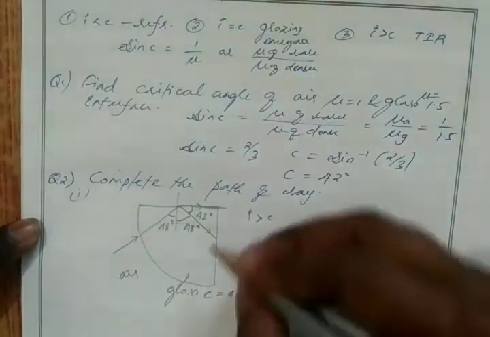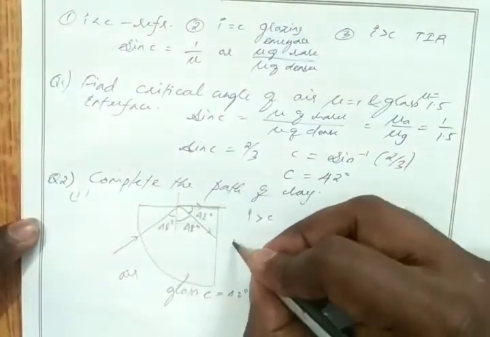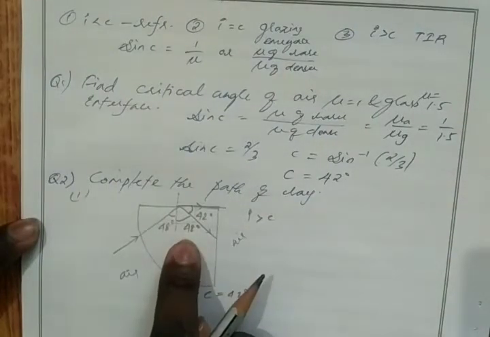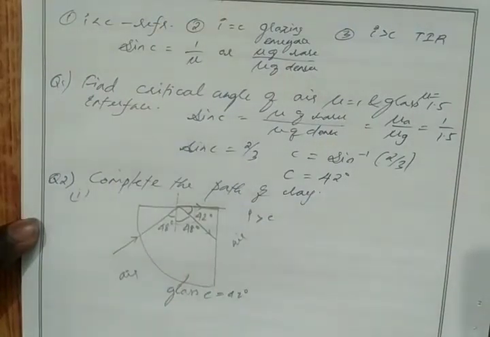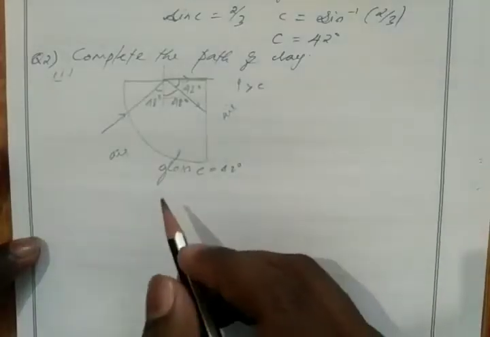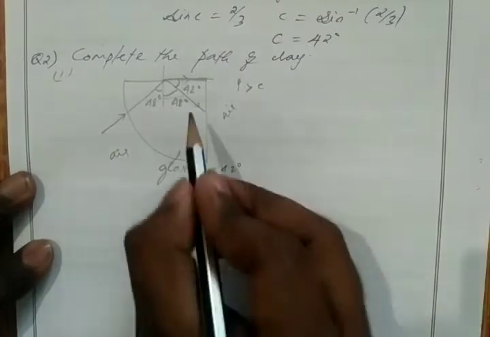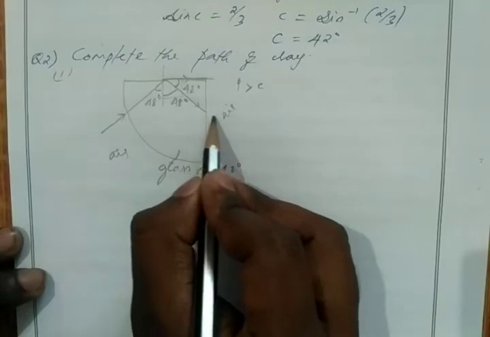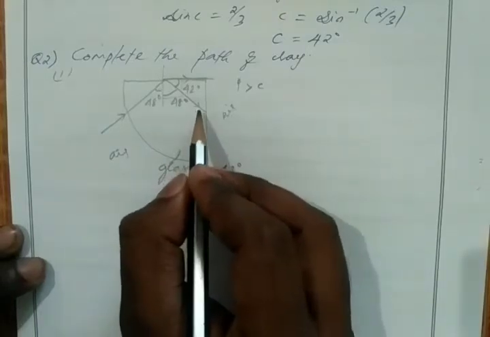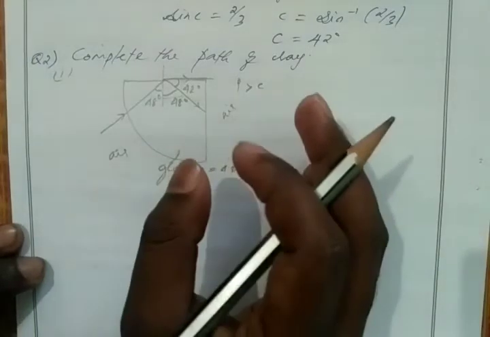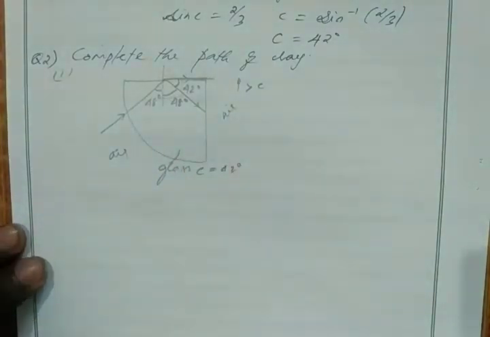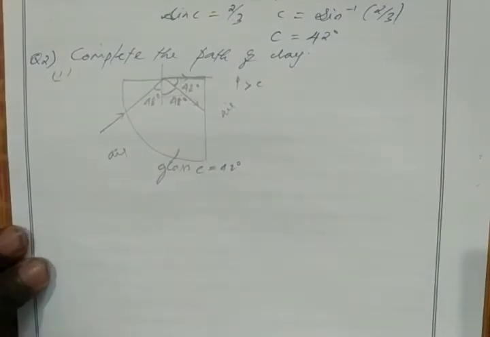So after reflection, after reaching this interface, again here we have air. Now what will happen? Light is moving from denser medium to rarer medium. So how will it move? Here we have to find the incident angle, and depending upon that we can draw the rest of the line. If the incident angle is less than critical angle, then it goes for refraction. Equal to critical angle, it goes along the interface. Greater than critical angle, it goes for total internal reflection. For that we have to find the incident angle.